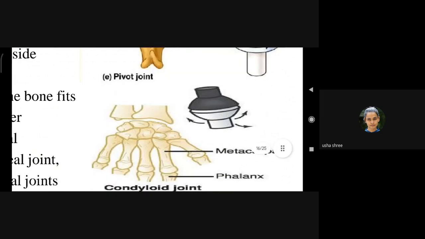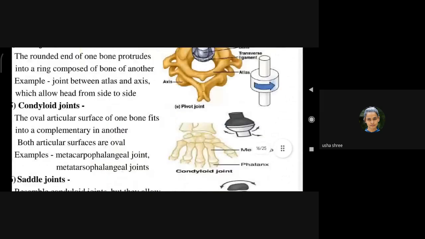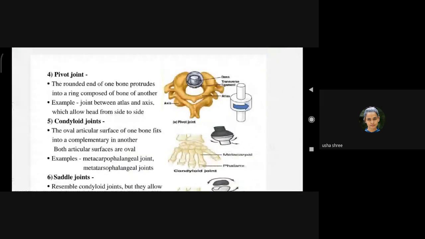Like a very light version of a ball and socket joint. Both surfaces are complementing each other by their curvature. Both are oval in shape, with a very slight convex and concave structure of both bones.